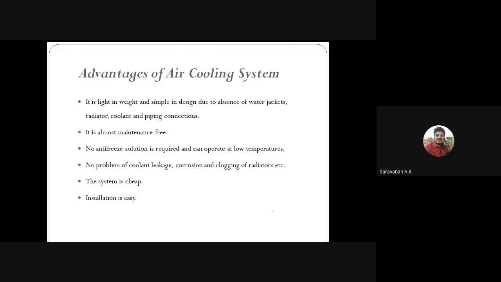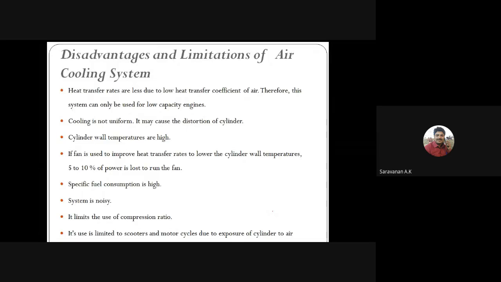Then the disadvantages and limitations of the air cooling system. Here the heat transfer rate is comparatively lower than the other systems. Why? Because the heat transfer coefficient of air is very low. Compared to the other cooling systems, the heat transfer rate will be very minimal. That is the main disadvantage of this air cooling system.